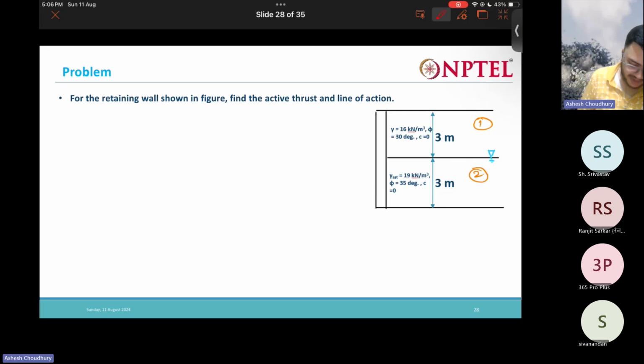So first I will find out Ka1. Ka1 is (1 minus sine 30) by (1 plus sine 30), which is 0.33, and Ka2 is nothing but 0.271. Alright, now the water table is here. So gamma submerged is going to be gamma saturated, which is given as 19, minus 9.81.